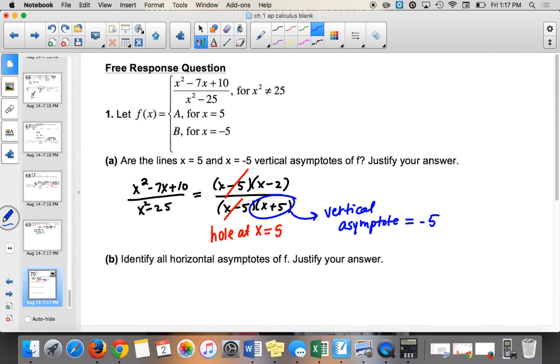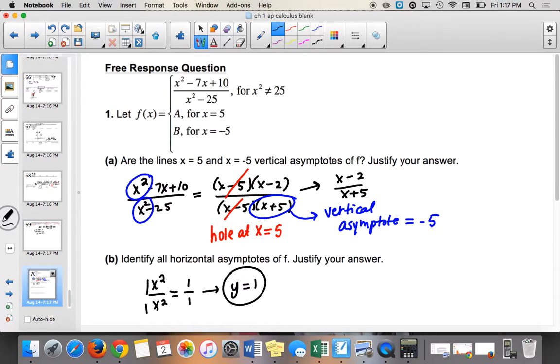All right. So B, identify all horizontal asymptotes of f, justify your answer. So the horizontal asymptotes come from the shortcut method. You can use either the original or the simplified one. If you look at x squared over x squared, or if you simplified it down to x minus 2 over x plus 5, we would still get 1 over 1.